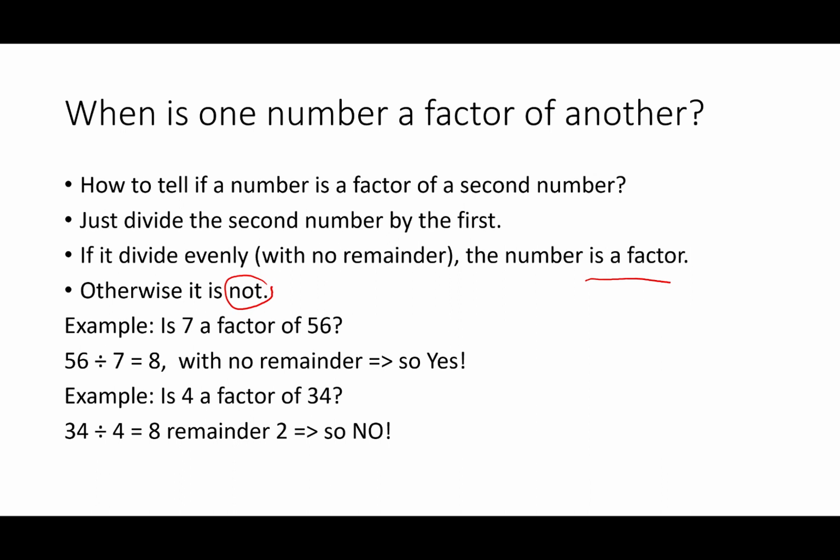Let's look at one example here. Is 7 a factor of 56? In this case, we can test by division. We get 56 divided by 7, which gives us 8 with no remainder. So therefore, yes, 7 is a factor of 56. How about, is 4 a factor of 34? In this case, when 34 is divided by 4, we get 8, but with a remainder of 2. So therefore, no, 4 is not a factor of 34.